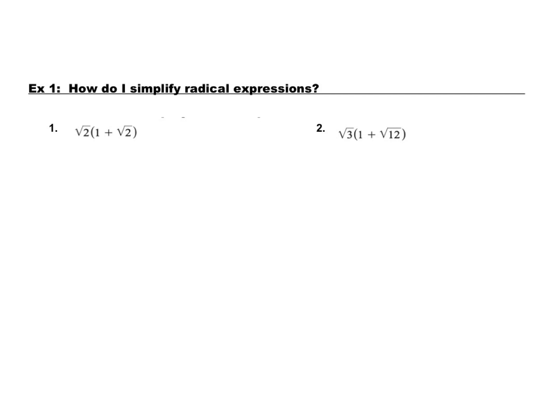In this lesson, we're going to continue simplifying radical expressions. Example 1, how do I simplify radical expressions? So number 1, notice that we have the square root of 2 times 1 plus the square root of 2. So what we're going to do is distribute the square root of 2, and we'll have the square root of 2, plus the square root of 2 times the square root of 2, which is the square root of 4.